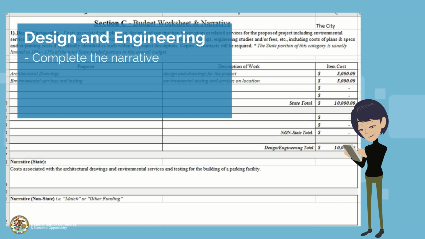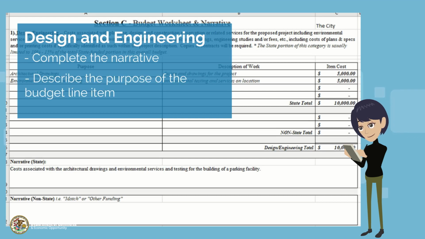Now we will complete the narrative state funding portion. In this box, we will describe the purpose of the budget line items in this category by writing costs associated with the architectural drawings and environmental services and testing for the building of a parking facility.